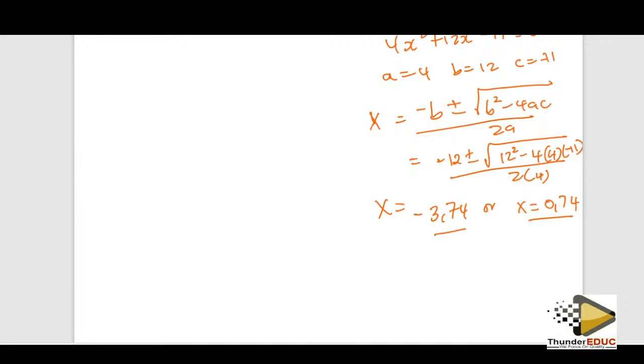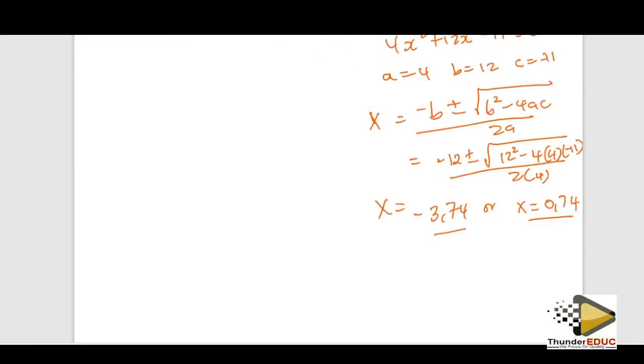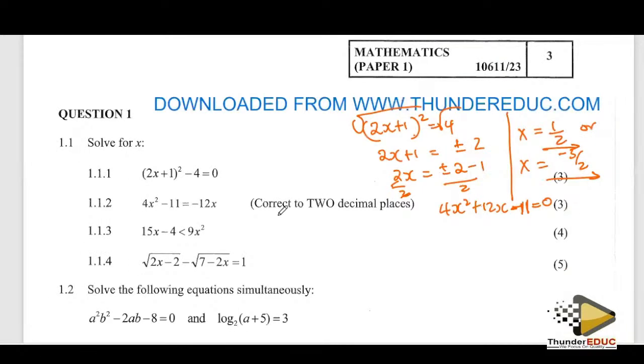All right. Then when we move on, 1.1.3 is the inequality question. So create a standard form. It's going to be −9x² + 15x − 4 < 0. I'm moving the 9x to the left. Then I can divide through by negative just to make sure that this is positive. So I'm going to have 9x² − 15x + 4. The inequality symbol must change now to greater.